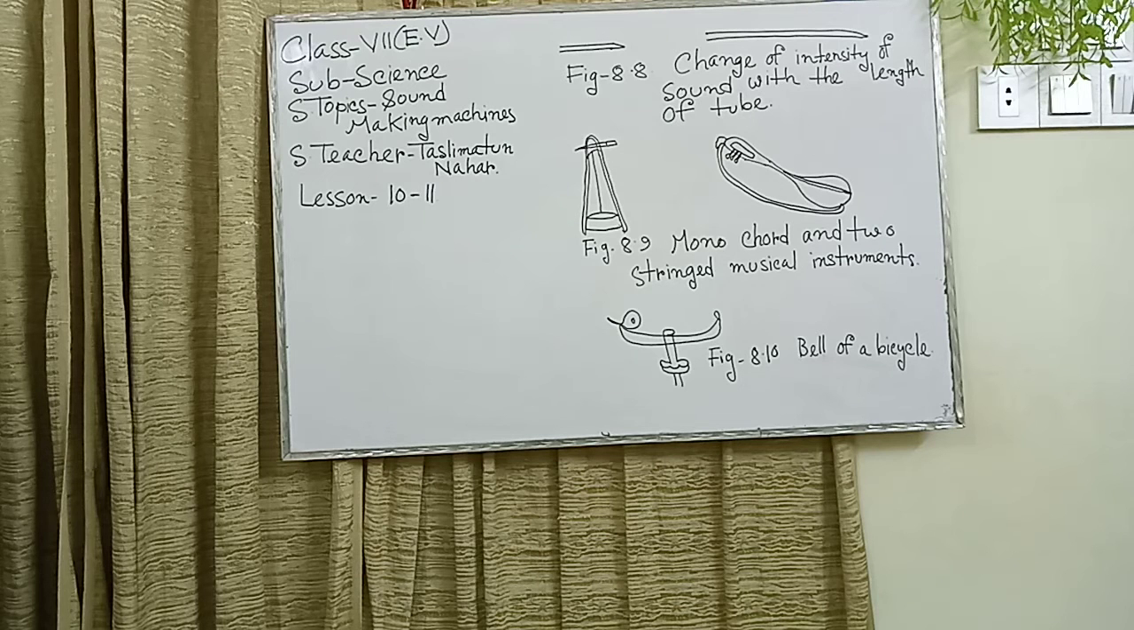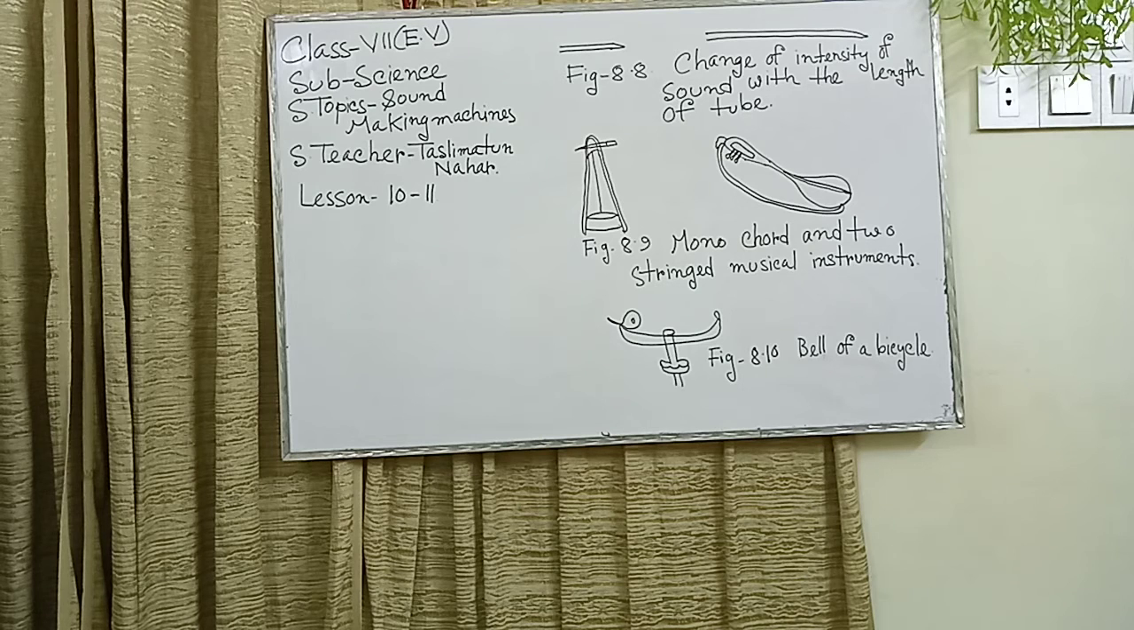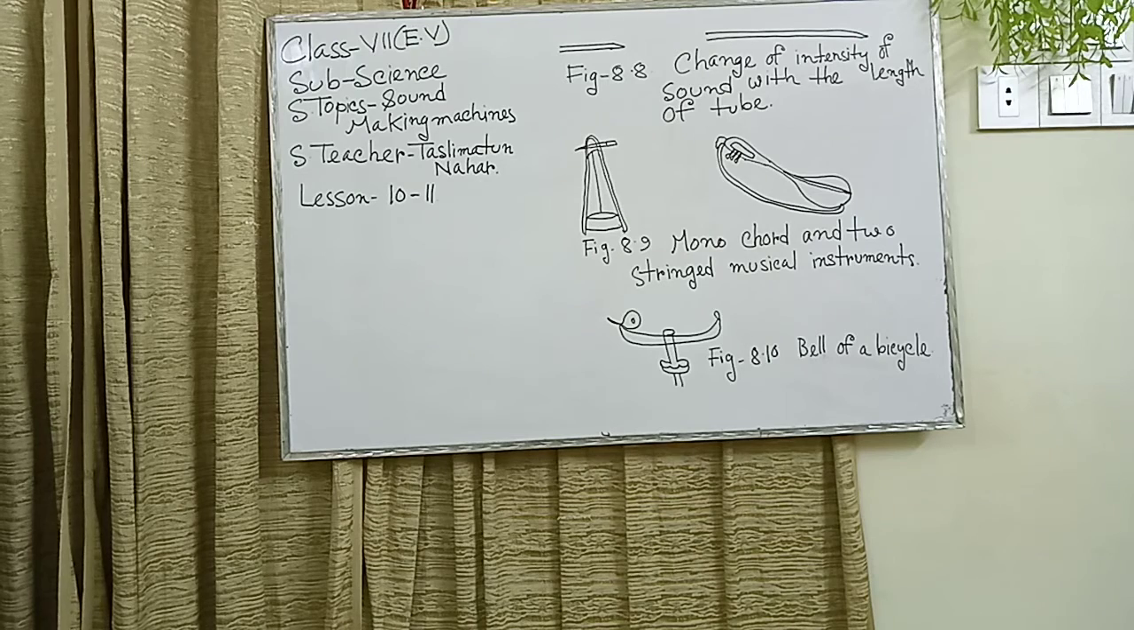One is change of intensity of sound with the length of tube. Here are the two types of tube. One is short and another is long. Work: to observe the change of intensity of sound with the open length of tube. Required equipment: a straw or tube which is used in drinking, and scissors.